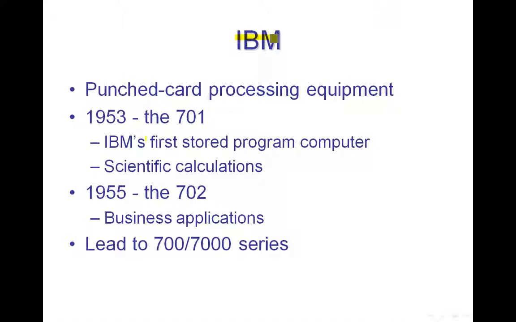IBM also introduced the punched card processing equipment. In the year 1953, the Computer 701. It was IBM's first stored program computer for scientific calculation. In the year 1955, the 702. It was designed also for business applications, which led to the 700 and 7000 series of computers.